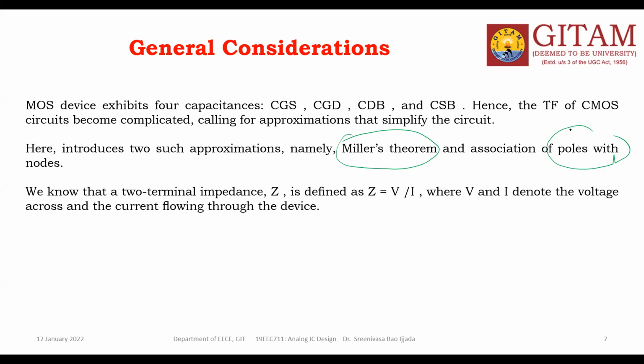So by taking the two approximations, one is Miller's theorem. I think Miller's theorem is a very familiar word for you, because from the earlier years onwards we have been using Miller's theorem. So for example, if you take any two-terminal impedance Z, and you want to split this Z to the input and output side, then we can say Z is equal to V by I, where V is the voltage and I is the current, you know that.